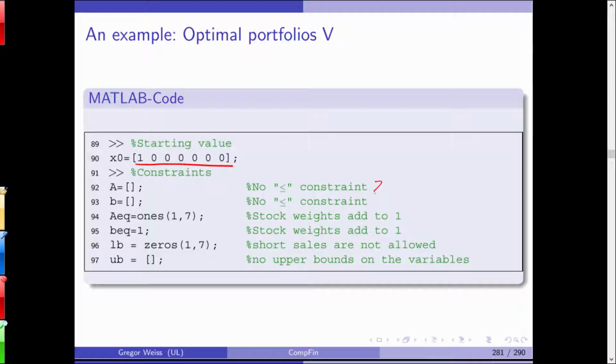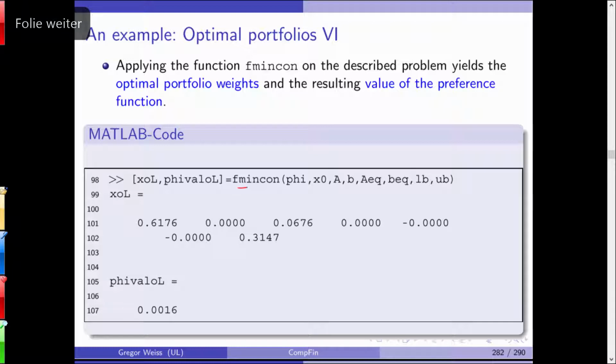We have no constraints here. We have one constraint here, that the stock weights have to add up to 1, and we are not allowing short selling, so the lower bound is a vector of zeros. And then fminco with phi, starting value, A, B, A equation, B equation, lower bound, upper bound, and you can see that as a result we get as an optimal portfolio weight vector 62%, 0, 7%, 0, 0, 0, 31, 32%. And the optimal value of our utility function now is 0.0016, whatever that means.